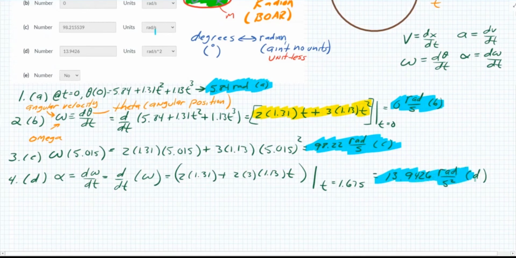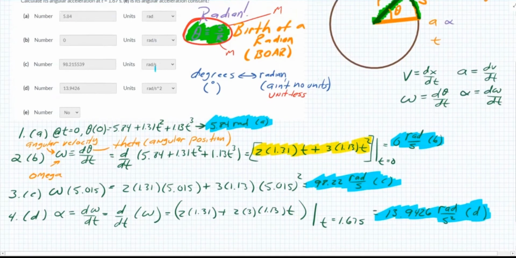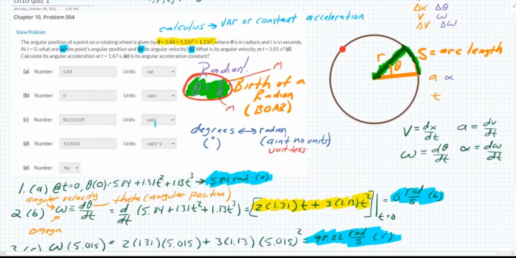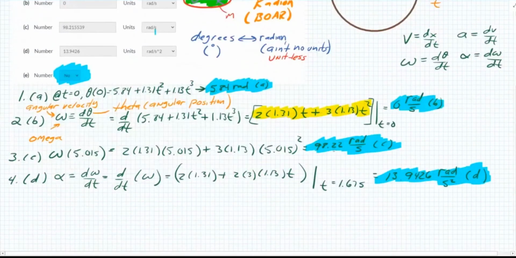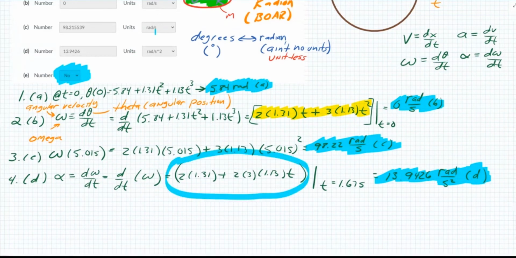And last but not least, I think they have an open-ended question here. Is angular acceleration constant? The answer is no. Because right here, this is my velocity function. And the answer to the question, is this constant or variable? I should say acceleration. This is my acceleration function right here.